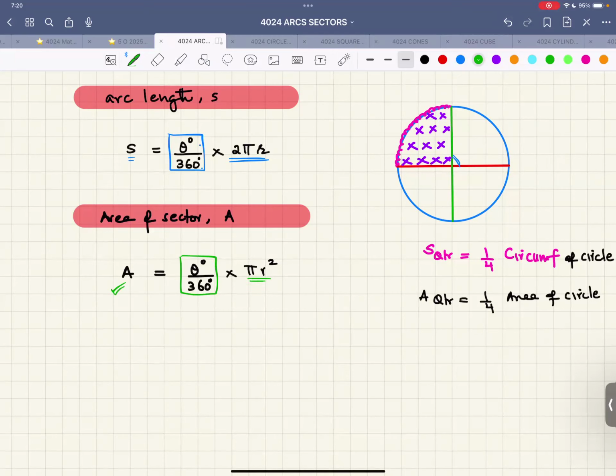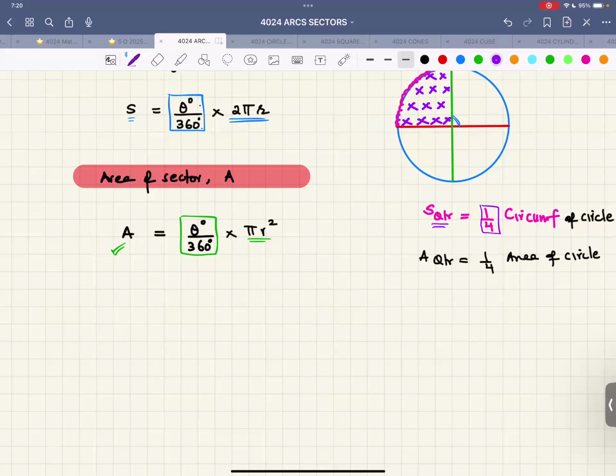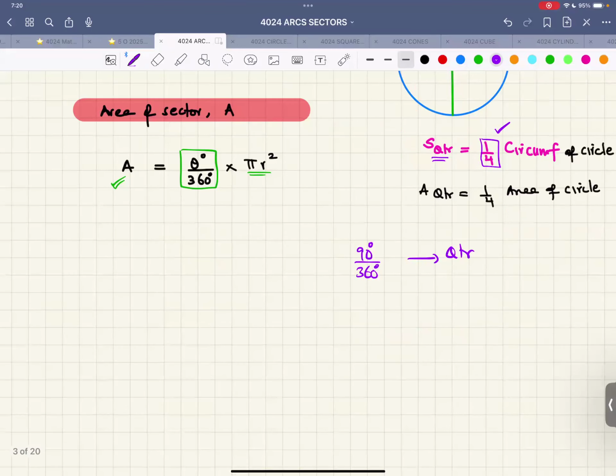So over here, this 1/4. How do you think this 1/4 came along for a quarter circle? So 90 is to 360. That is for the quarter circle. That is this 1/4, and that's also for area. Arc length of a quarter circle is 1/4 of the circumference. Area of a quarter is 1/4 the area of the circle.